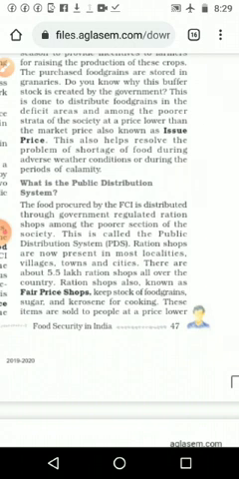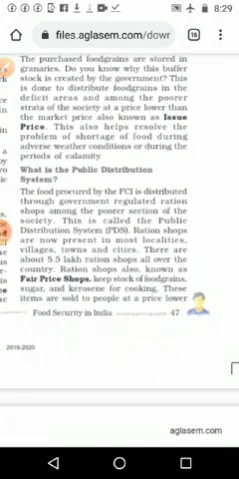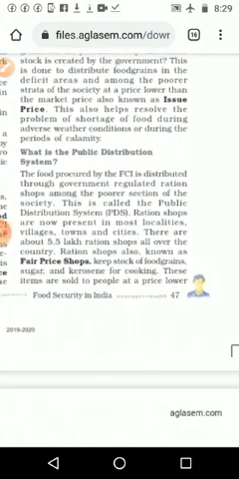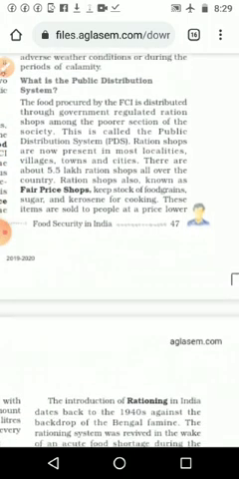With the help of this public distribution system, or we can say rationing, the government is issuing food items or food grains to the people. That is how we are solving the problem of adverse weather conditions, because we are still dependent on monsoon rains for our food production.